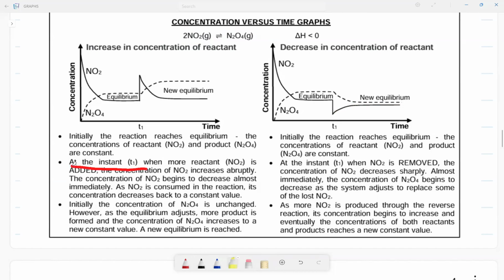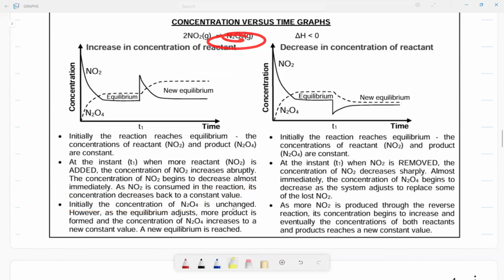At the instant T1, when more reactants are added, the concentration of NO2 increases abruptly, with a very high increase there. The concentration of NO2 begins to decrease almost immediately. Why? Because NO2 is consumed in the reaction, its concentration decreases back to the constant value. But initially the concentration of N2O4 is unchanged.